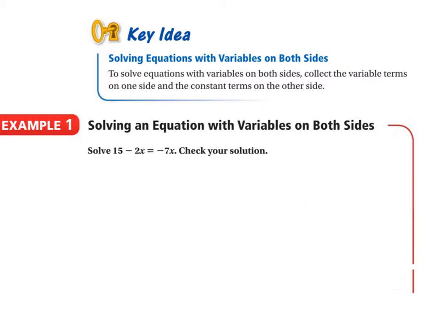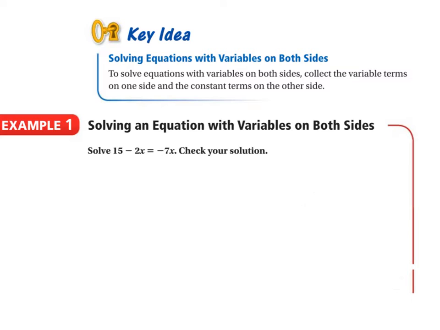But the key here is that we're going to collect all the variable terms. So we're going to collect the x's or the t's or whatever the variables are. We're going to do that first and put them on one side, and then put the constants, or the numbers that are by themselves, on the other side. So let's see what that looks like.